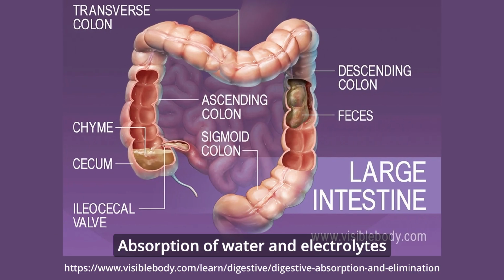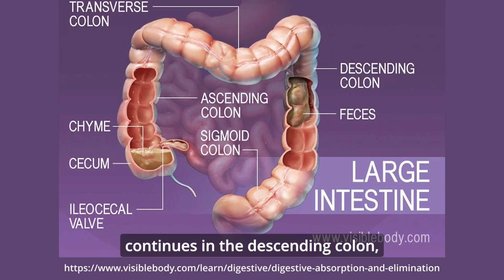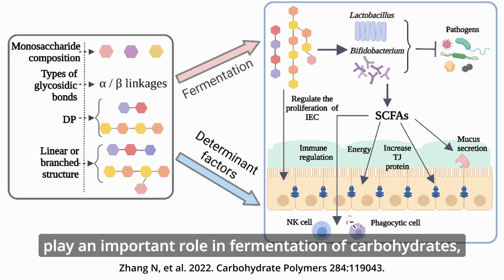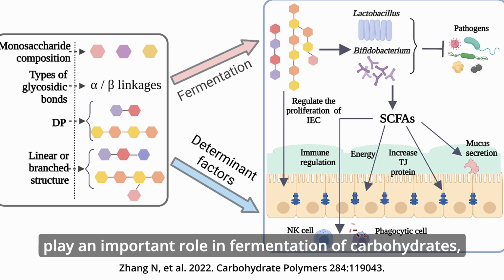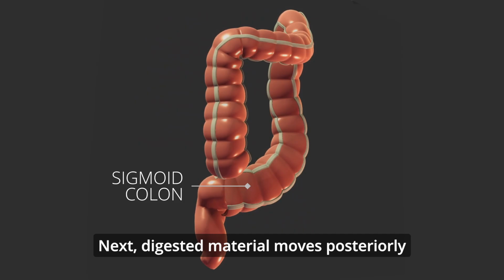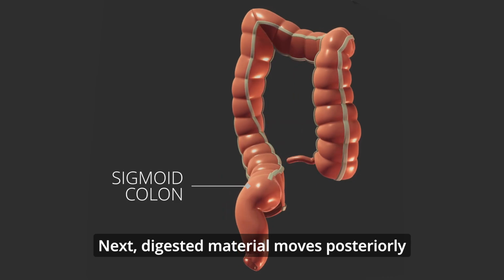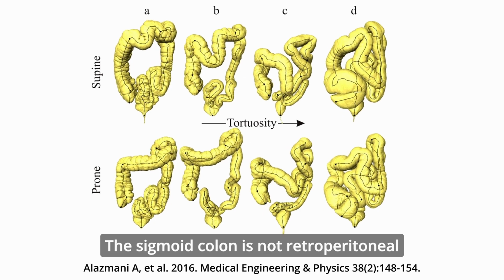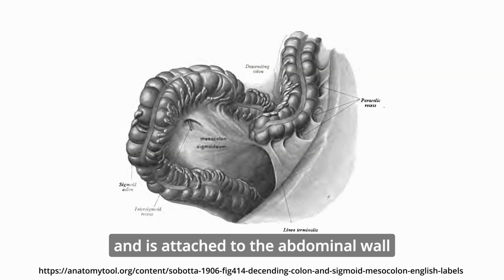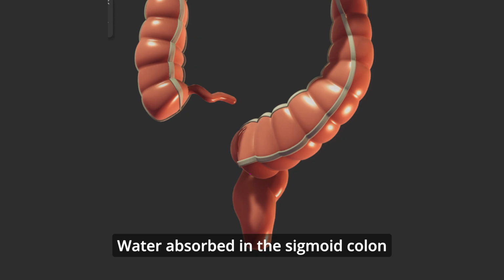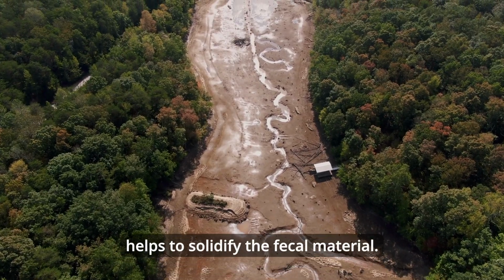Absorption of water and electrolytes continues in the descending colon, but this region also serves as storage for the accumulating fecal material. Gut bacteria in this region play an important role in fermentation of carbohydrates, releasing short-chain fatty acids and gas byproducts. Next, digested material moves posteriorly through the S-shaped curve of the sigmoid colon. The sigmoid colon is not retroperitoneal and is attached to the abdominal wall through the mesocolon. Water absorbed in the sigmoid colon helps to solidify the fecal material.